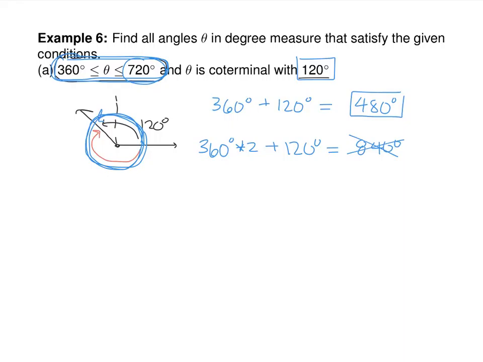That's the only one. It is possible that if I made that upper number larger, like 900, then 840 would also be an answer, okay? And negative numbers could be answers if I had let the theta be between, say, negative 360 and 0. I think that's what the next one is.